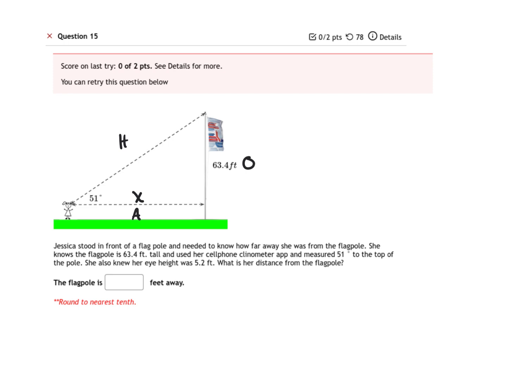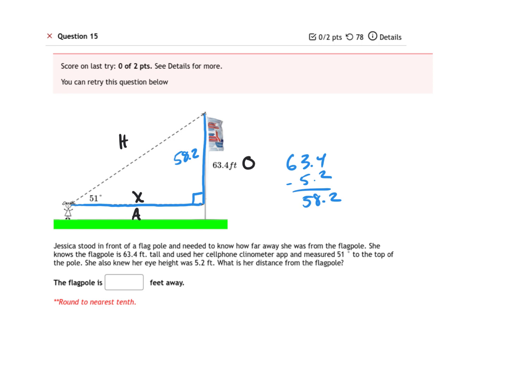Now, the thing we have to be careful of here is that in my triangle, it doesn't go all the way to the ground. The triangle only goes to her eye height. What that means is that in order to find the side of the triangle, I need to subtract from 63.4 her eye height, which is 5.2, and when you do that, you get 58.2. So the height, or the length of the side of the triangle, is 58.2.